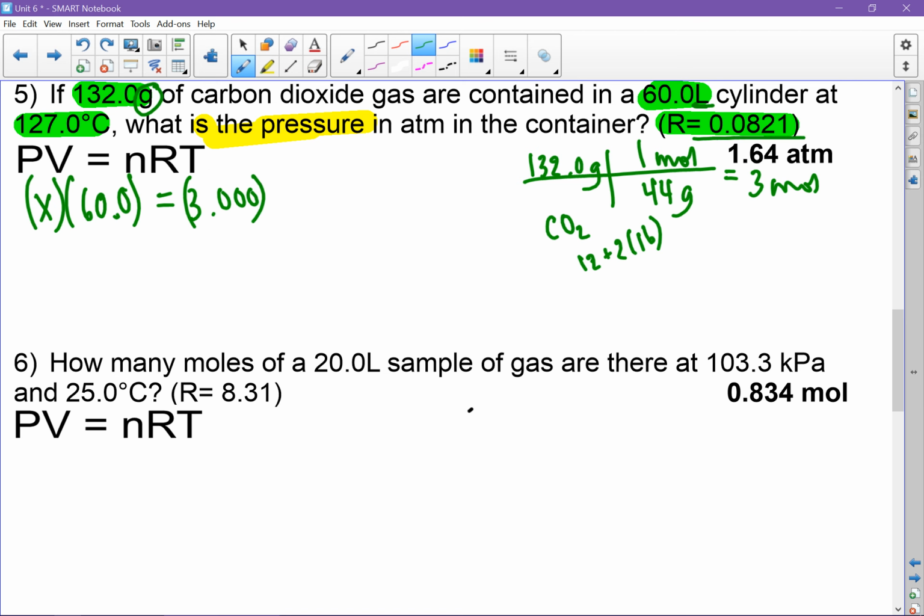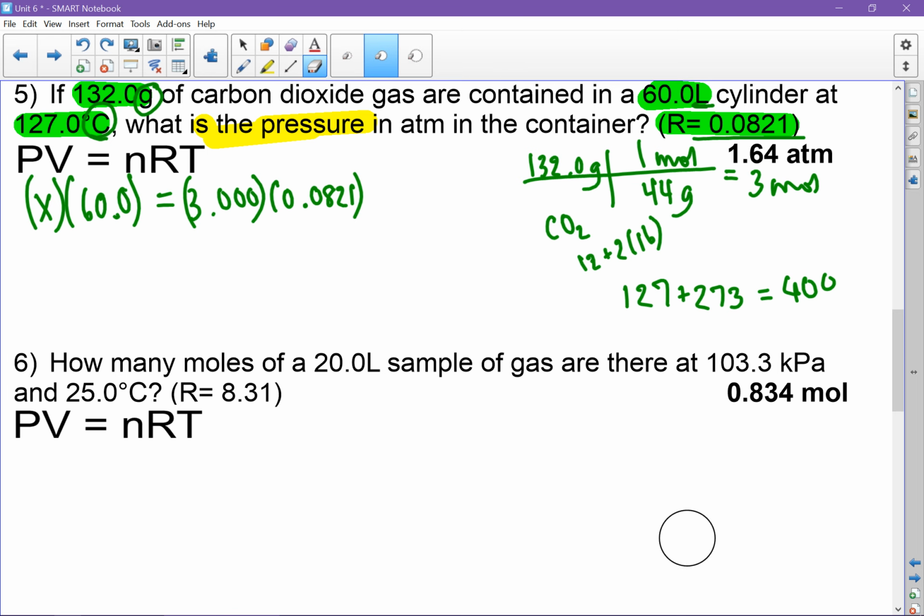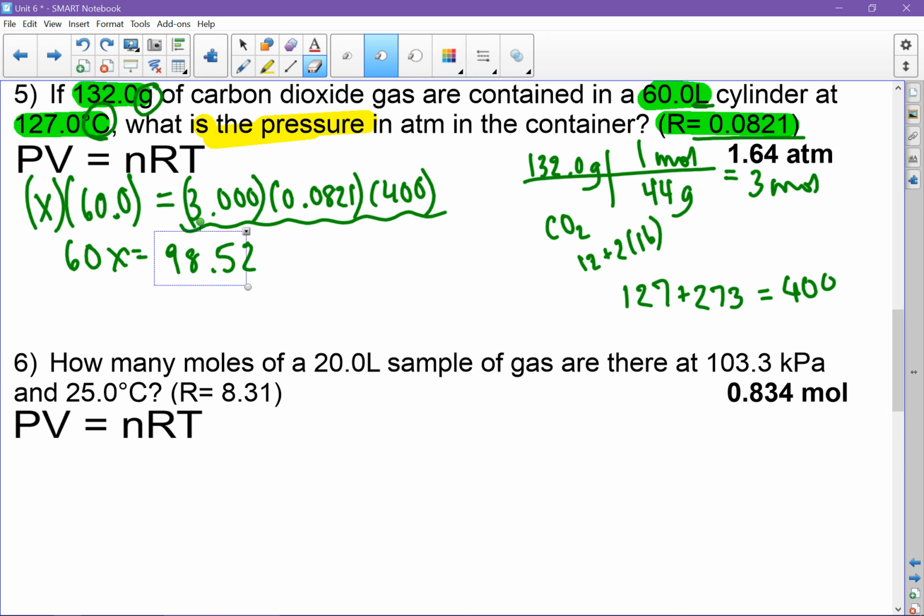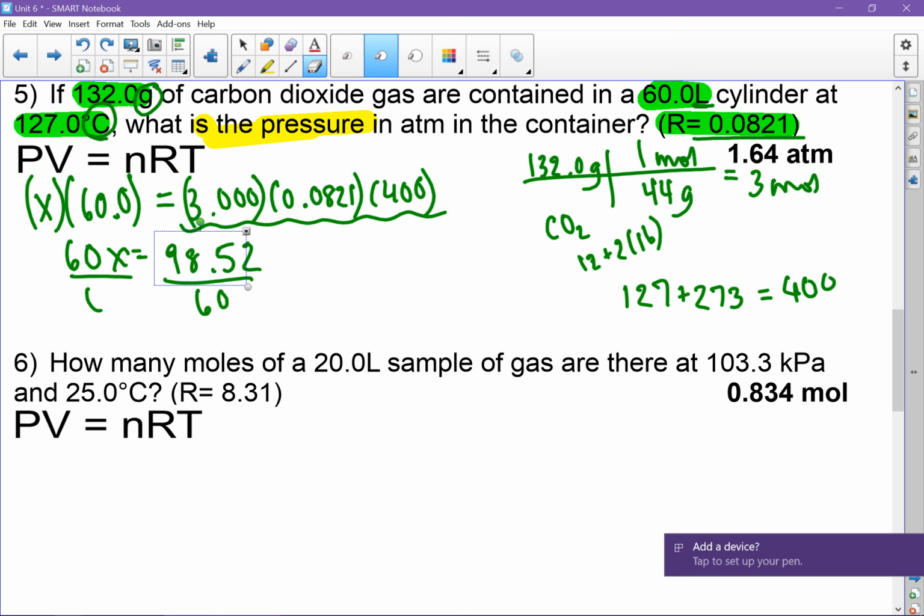R is given here. And temperature, we want it in Kelvin, but they gave it to us in Celsius. So again, we have to convert by adding 273. So that temperature is 400. So that's what I can put in here, and then we just have to solve with algebra. I'm going to keep the 60x, combine the like terms on this side by multiplying, and I see 98.52 divided by 60. This cancels.